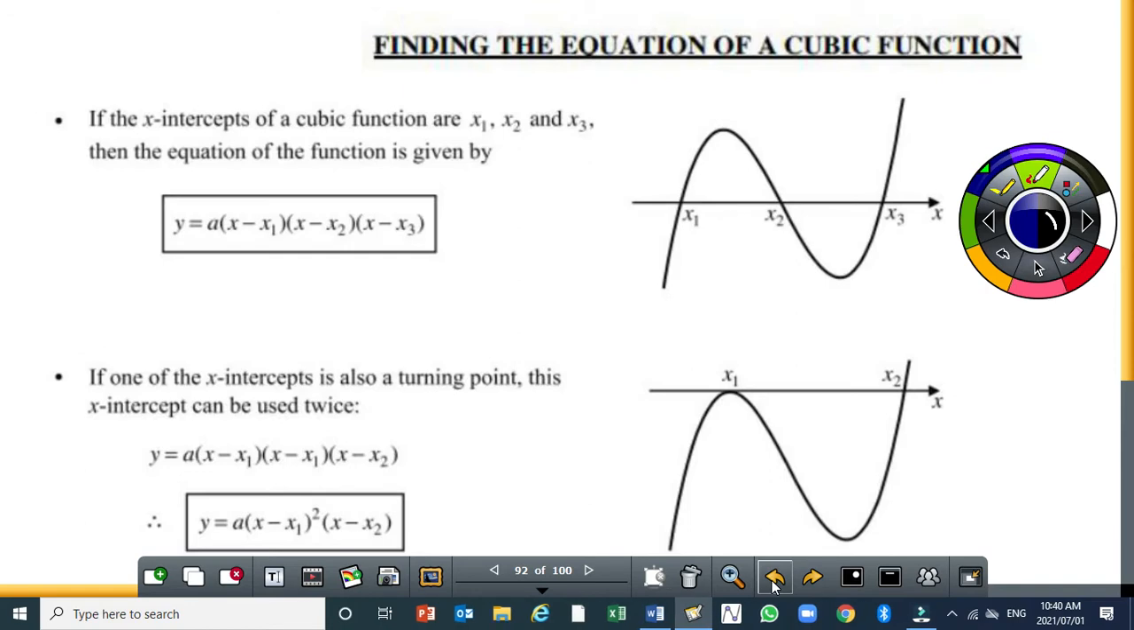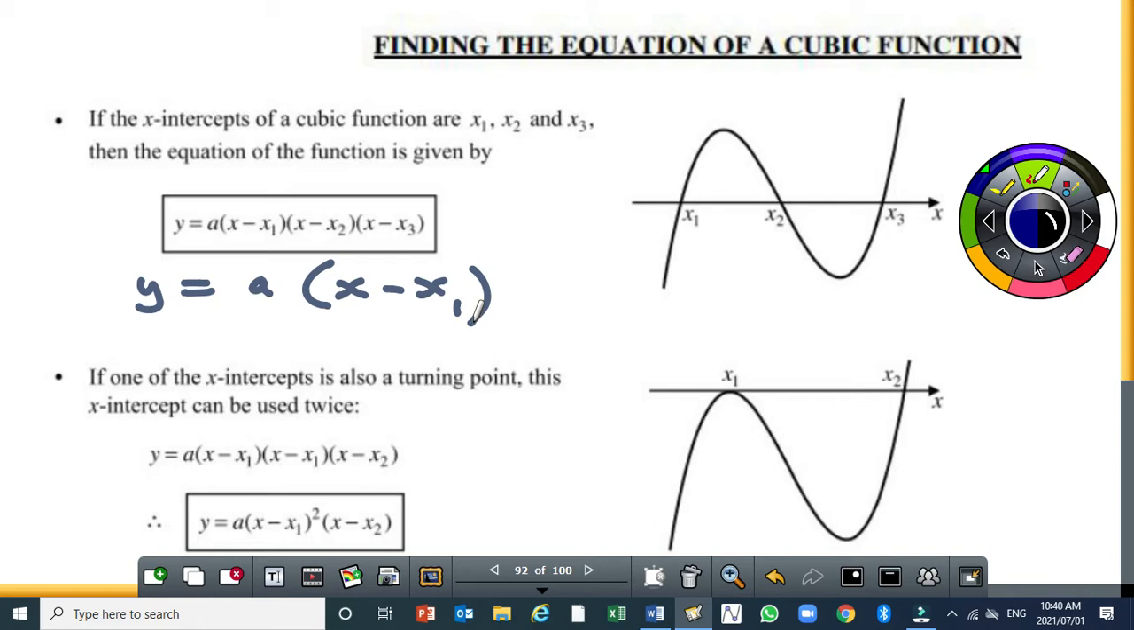Right. So the general equation, can I have your attention, please? The general equation is y equal to a times x minus x1. Now, I need you to look here. It's y equal to a. This a here is the coefficient of the x cubed term. It's the one which determines the what?